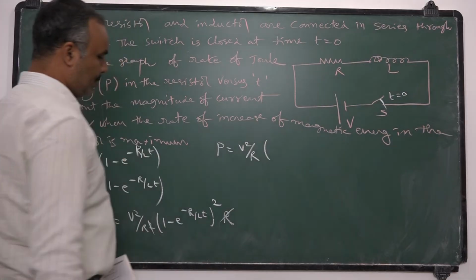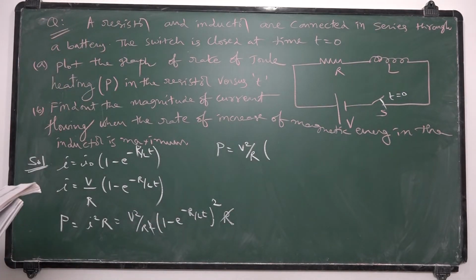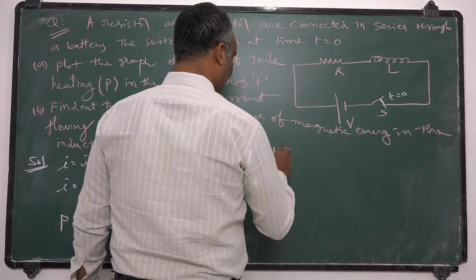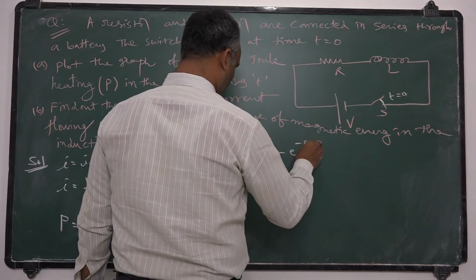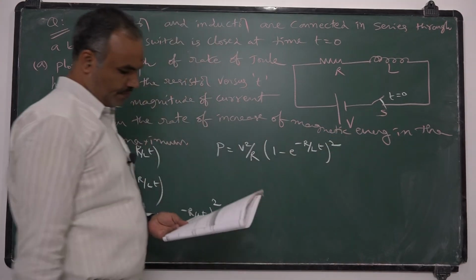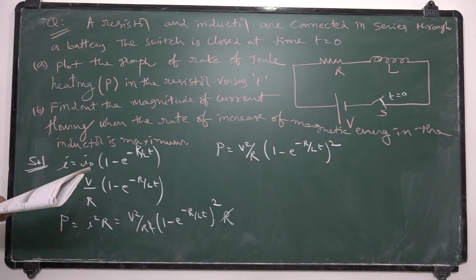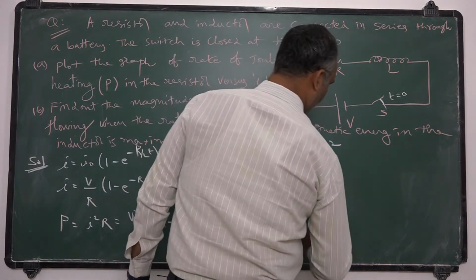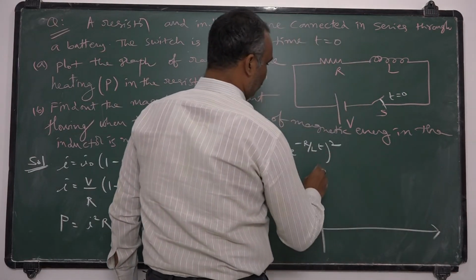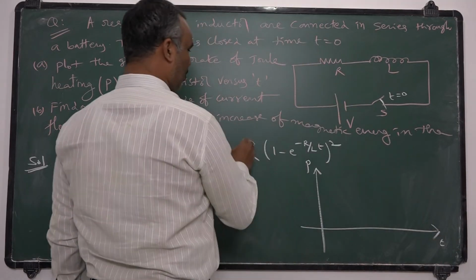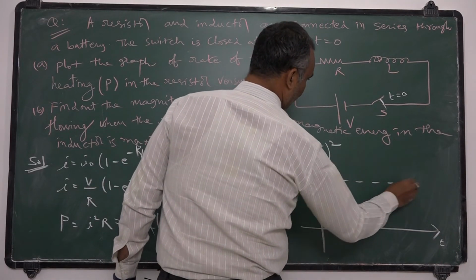into, you can simply write, (1 minus e power minus R by L into t) whole square. You require the graph between power and time. The graph between power and time looks like this. Maximum power is V square by R.